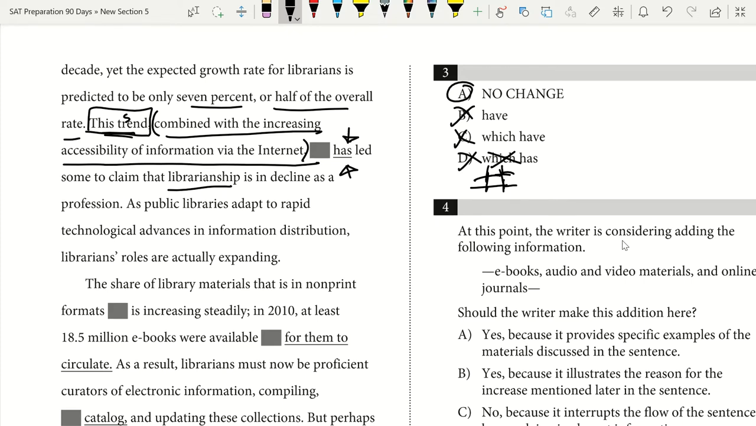We wouldn't say this trend, which has led some to claim that librarianship is in decline as a profession, because then that which have or which has would become a dependent clause and we would have no independent clause left. So that would be incorrect. So for 3, the answer there would be A.